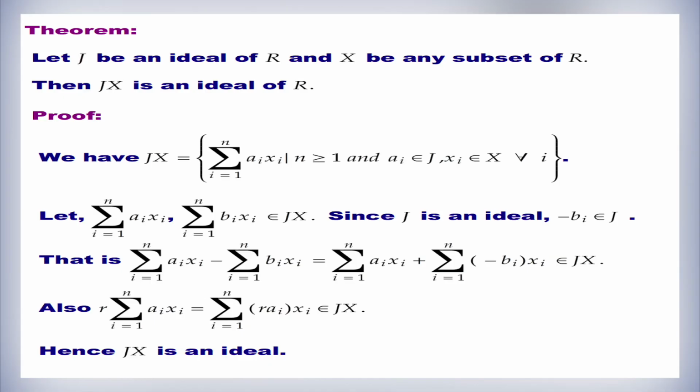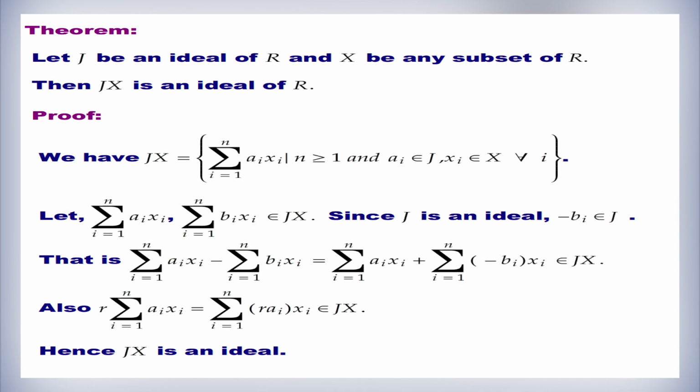In this theorem, let us prove that the product of an ideal with a set is again an ideal. Theorem: let J be an ideal of R and let X be any subset of R. Then JX is an ideal of R. Let us see the proof. We have JX is equal to the set of all summations over i equal to 1 to n of a_i x_i, such that n is greater than or equal to 1, a_i belongs to J, x_i belongs to X for all i. Let the summation of a_i x_i and the summation of b_i x_i, i equal to 1 to n, belong to JX.